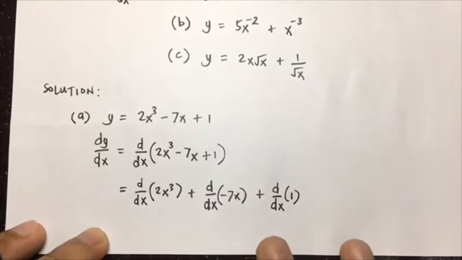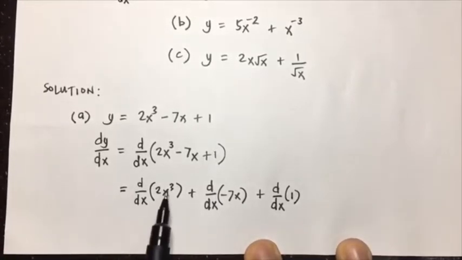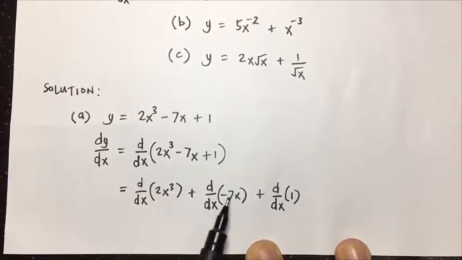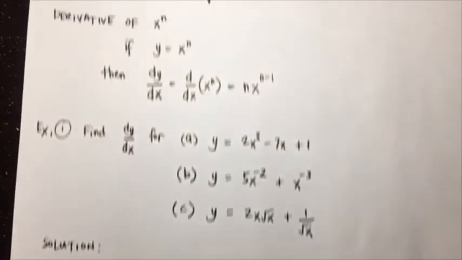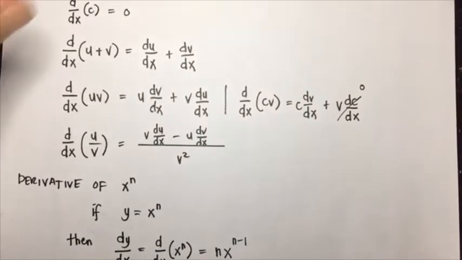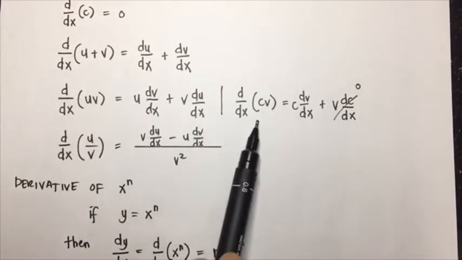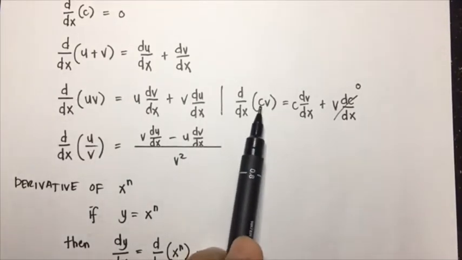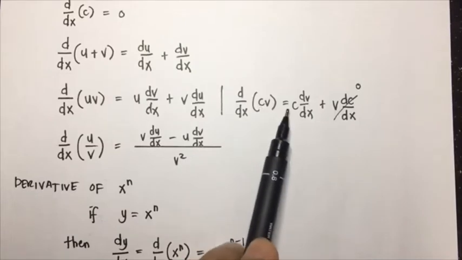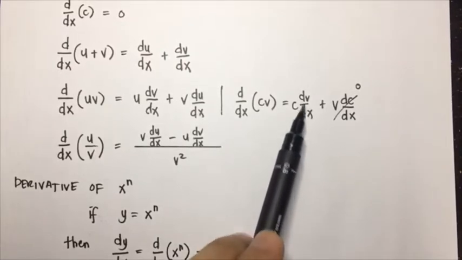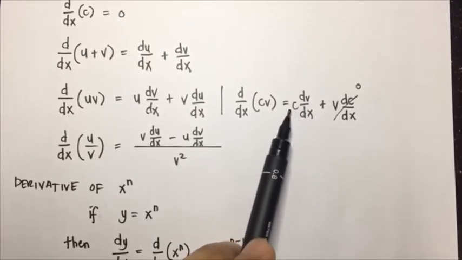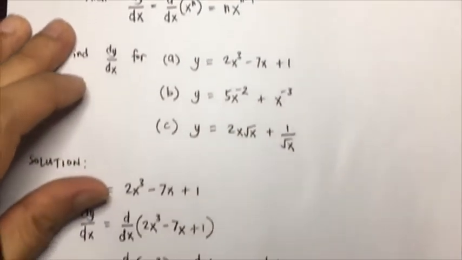The next thing that we are going to do is we check. We have numerical coefficients right here. Here we have 2 for x cubed, and then we have negative 7 for x. According to, let's go back to the property, according to the product rule, the second one, for product, if we have a numerical coefficient, we can take that out and then derive only the variable. So we can copy the constant outside.